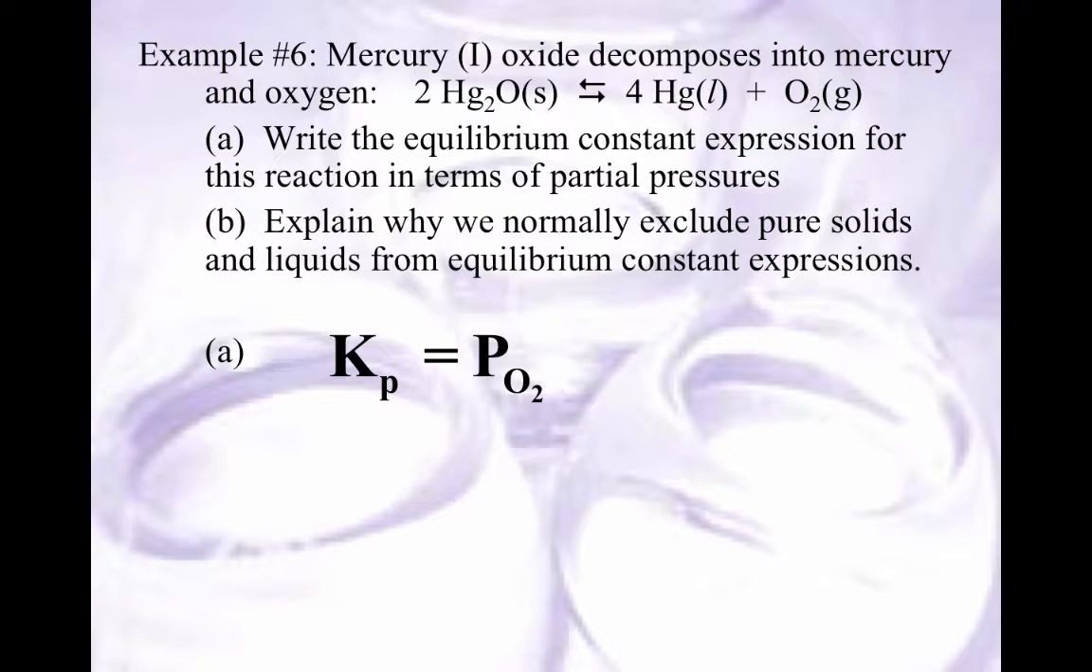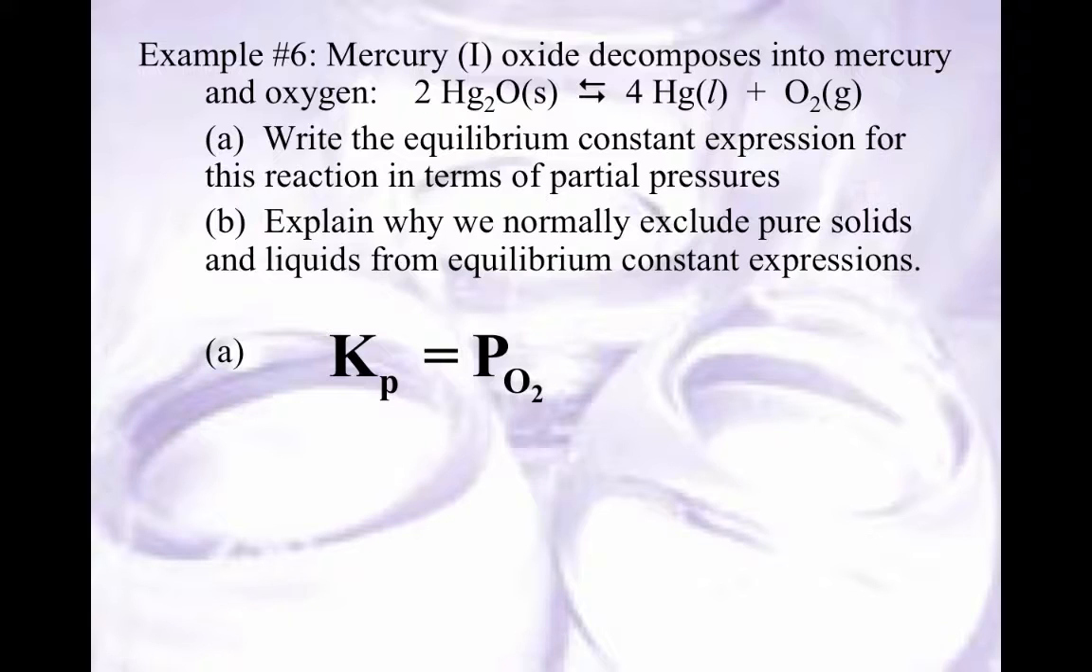Kp equals the partial pressure of O2. If it says in terms of partial pressures, that means it's Kp. And you can have Kp equals just one thing. So partial pressure of O2. That is your equilibrium constant expression.